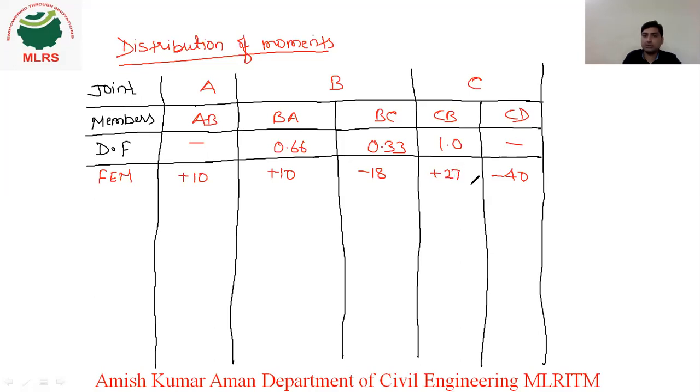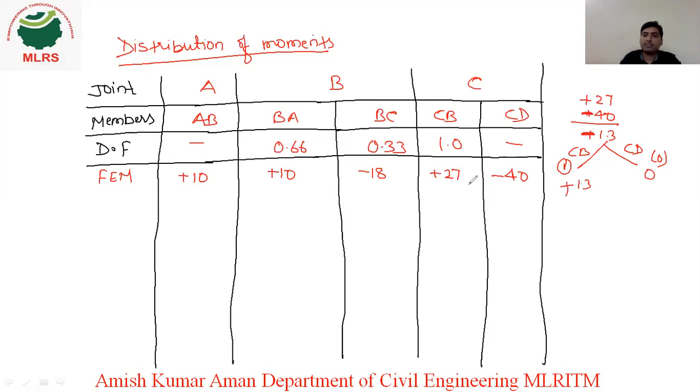So when you add these two, minus 27 plus 40, you will get plus 13. Sorry, plus 27 minus 40, so minus 13. Now you have to distribute this minus 13 into two parts, CB and CD, but the distribution factor of CB is 1 and the distribution factor of CD is 0. So 0 into minus 13 is 0 here and 1 into minus 13 is minus 13. Now as we have distributed, we need to change the sign. So this minus sign will be changed into plus.